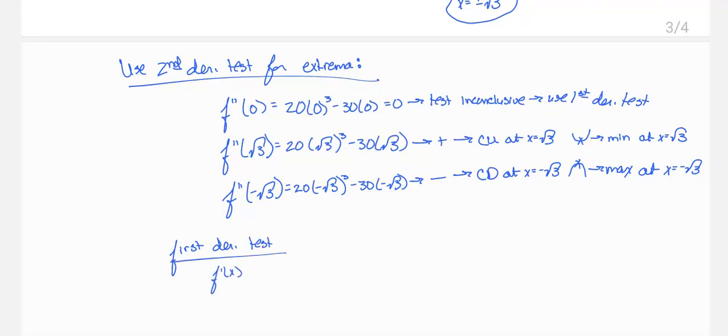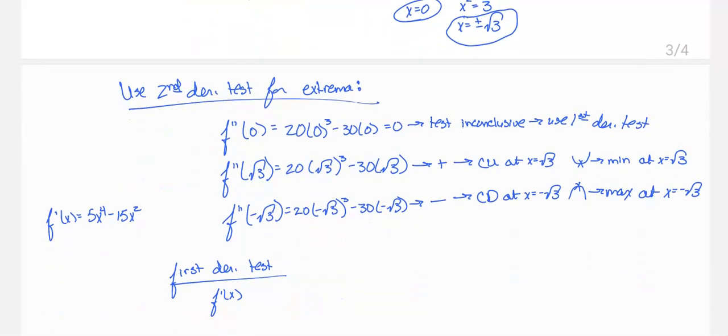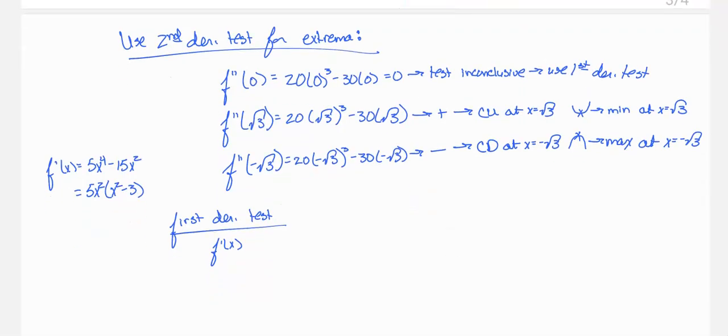So the first derivative test, and I'm going to have to rewrite my derivative here. This is f prime of x equals 5x to the 4th minus 15x squared, which is 5x squared times (x squared minus 3). So I started with a polynomial, domain all real numbers. We ended up with negative square root of 3, 0, and square root of 3. So square root of 3 is about 1.7.